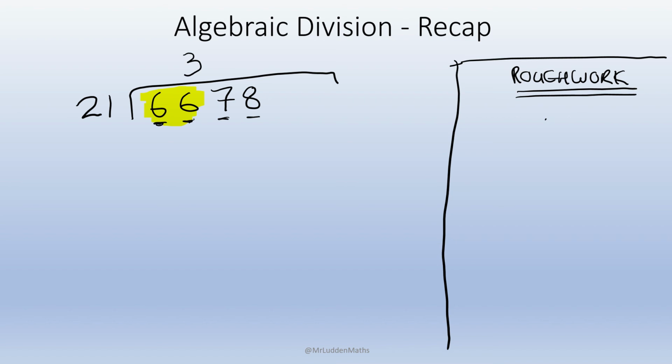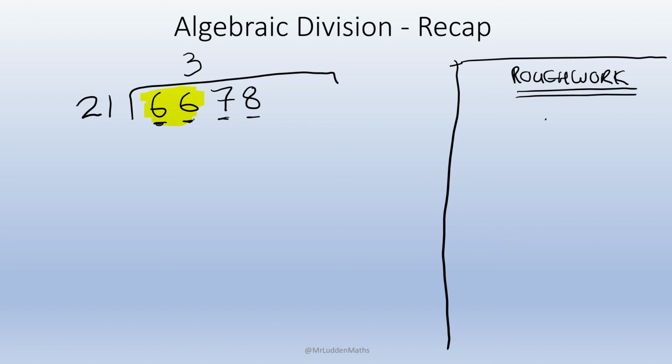So what you've told me is that 21 goes into 6,678 not just 3 times. Now remember, your 3 is above your 6 here, which represents your 600s. So 21 goes into 6,678, you told me it goes in 300 times. It'd be great if that was the end of your question. 21 into 6,678 goes in 300 times. But unfortunately, that's not quite the case because we haven't dealt with our 78 at the end there.